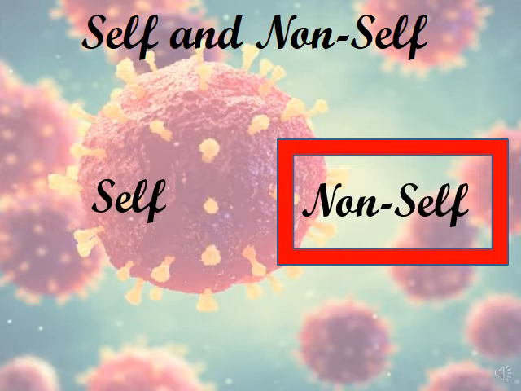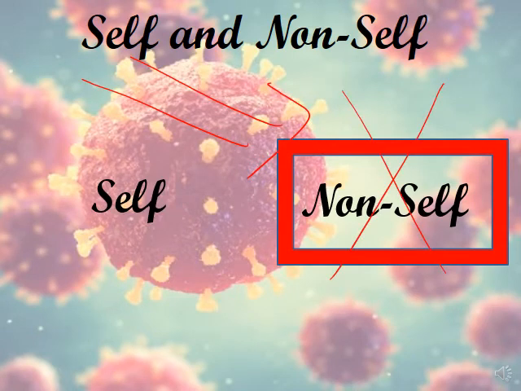So the immune system will attack the non-self to kill them. For example, any microbe or any bacteria or any virus that enters inside my body, the immune system will attack it to kill it and to get rid of it. That's why they attack the non-self.